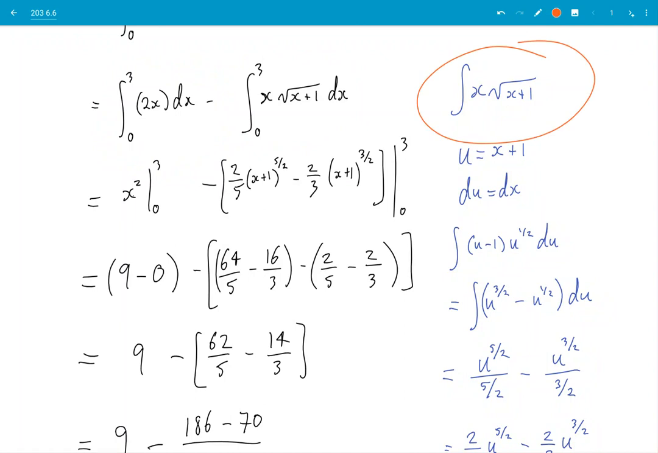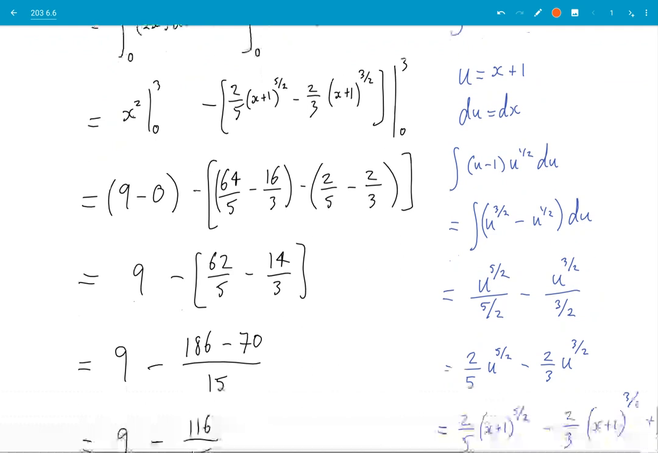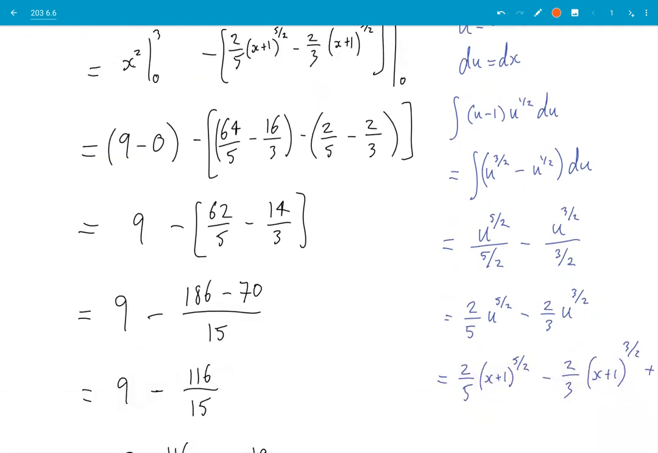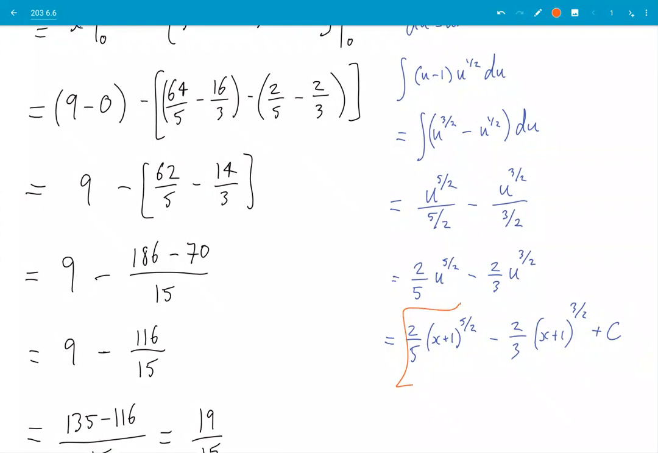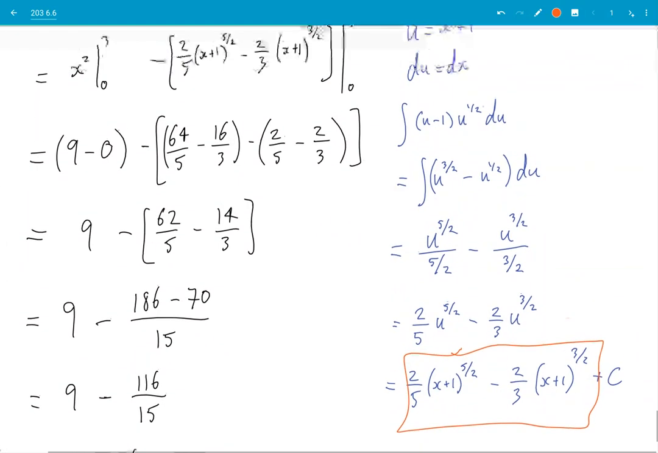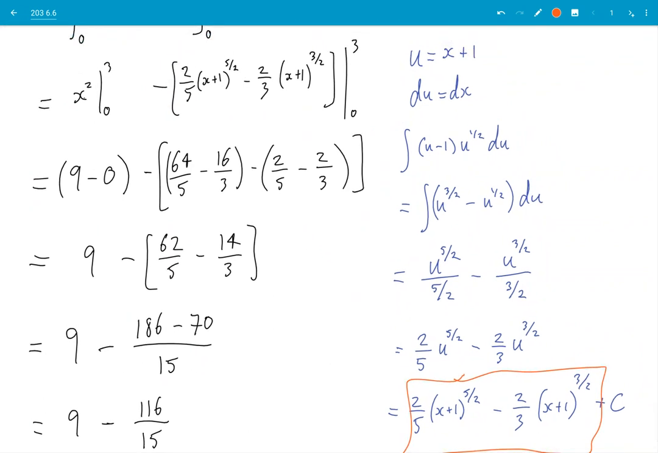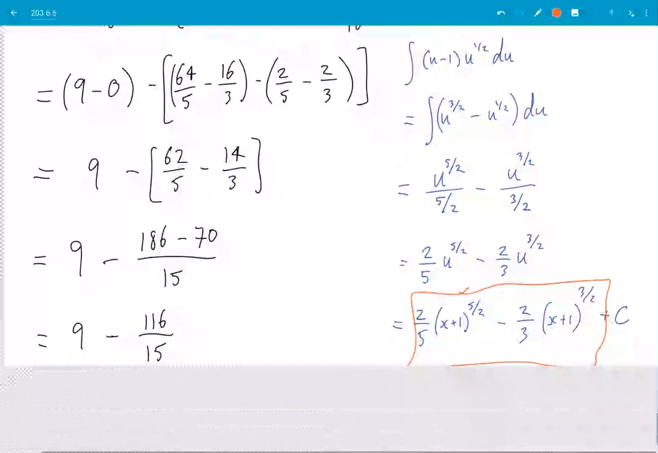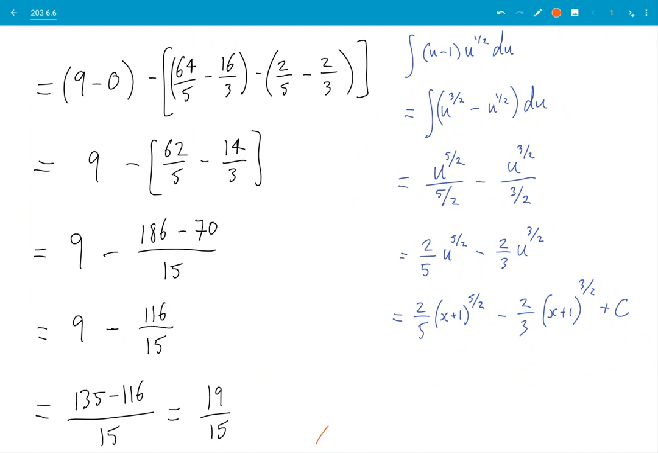The second one I do on the side as an indefinite integral. Okay, u is the inside function, and so on. You get this thing, plus c at the end. So then I take this and it goes up there to be plugged into my definite integral. Okay, then the rest is a kind of tedious calculation. Be careful with these, it's very easy to make a mistake.